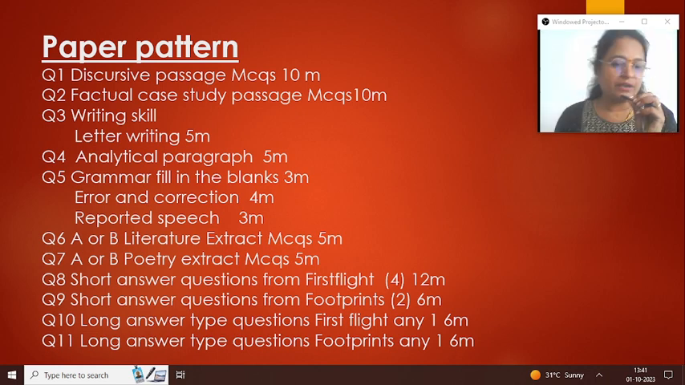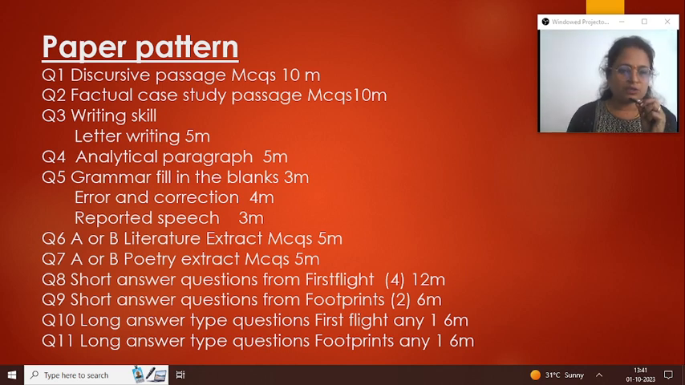Then comes the literature section, which is for 40 marks. The above part till question number 5 includes 40 marks, and the literature part is for 40 marks. The first question in literature is question number 6. In that they include 2 bits, A and B. They give you passages. You will have to attempt any one out of that, A or B. Don't get confused in that.